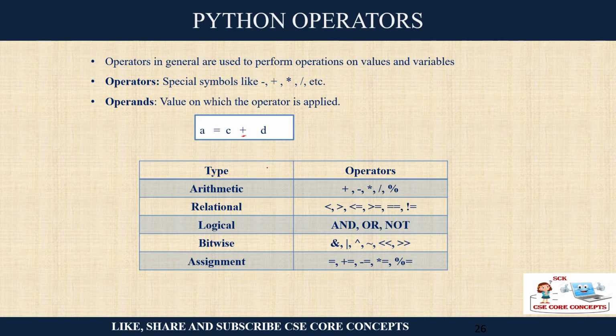Now there are various types of operators. There are multiple operators and they have been categorized according to their functions. There is arithmetic, where you have addition, subtraction, multiplication, division, modulo. You have relational operators, which are less than, greater than, less than or equal to, greater than or equal to, and not equal to. You have logical operators like and, or, and not. You have bitwise operators, which perform on binary numbers, and you have assignment operators like equal to, plus equal to, which make the code shorter.